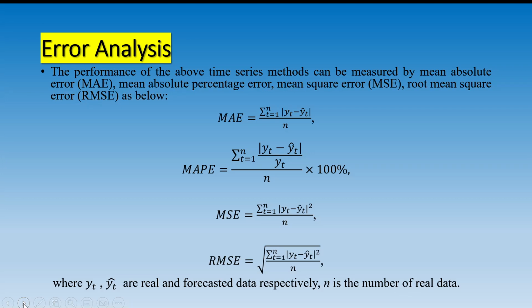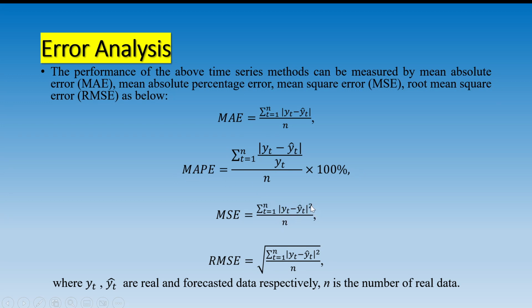Then we evaluate the performance of different models using the MAE, which is mean absolute error. The absolute YT is the real data, cap YT is the forecasted data. The absolute value of the difference between real and forecasted is what we call absolute error. When you sum up all the absolute errors and divide by the number of data, you get the mean absolute error. When you divide the absolute error by the real data, you get the relative error. Then you sum it up, divide by the number of data, times 100%, and you get the mean absolute percentage error.